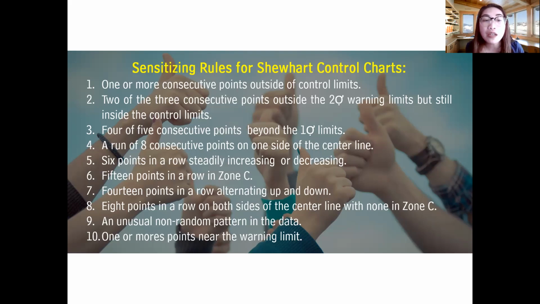Next, 6 points in a row, steadily pasaka or paubos. Still a pattern, no? 15 points in a row, naatanan sa zone C. So, man siya, di siya ganahan nga na doon sa central limit, no? Dapat good randomized pattern gid siya.